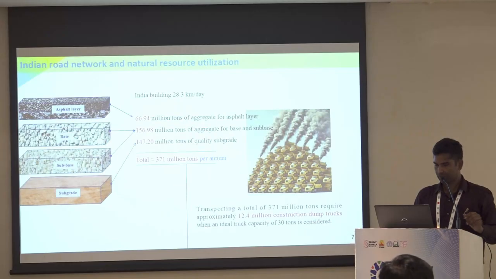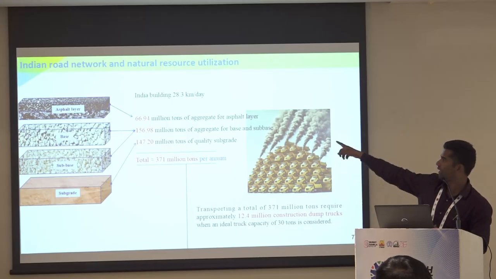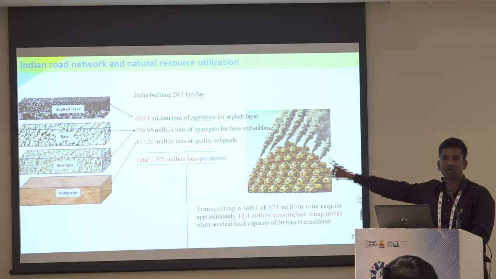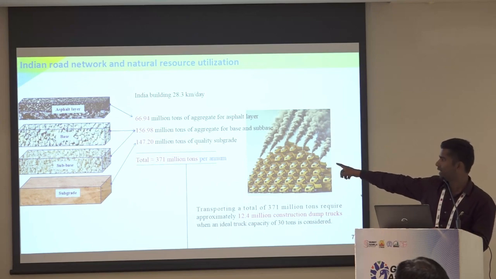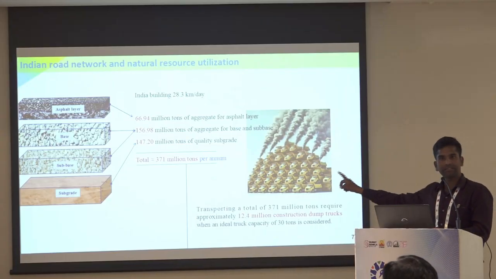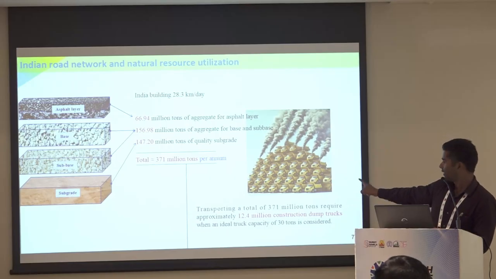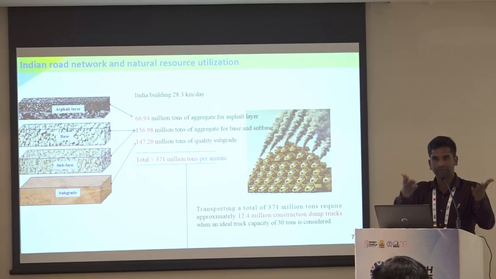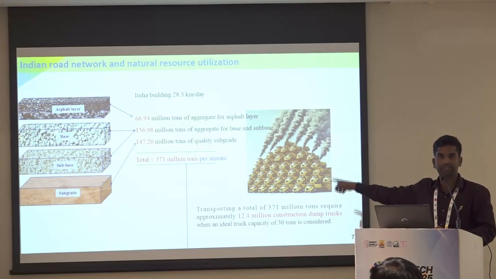Some statistics. Presently, we are building road network at approximately 28 kilometers per day. For example, if I take a soft soil condition and consider all the pavement layers, we require nearly 371 million tons per annum at this rate of construction in India. A typical truck in our country carries about 30 tons of material, so it requires 12.4 million truckloads to transport this material from source to destination. So huge carbon emissions are going to come from the transportation sector itself.